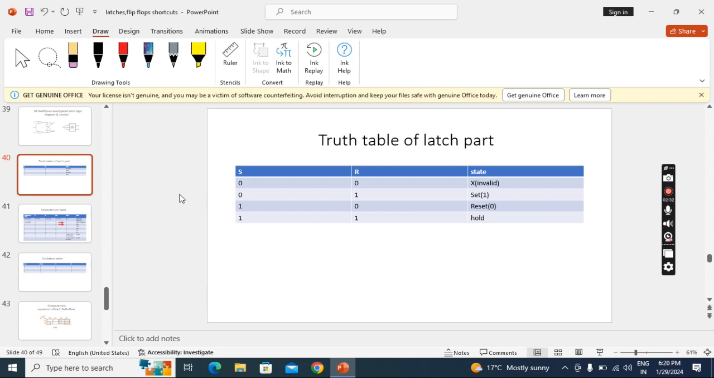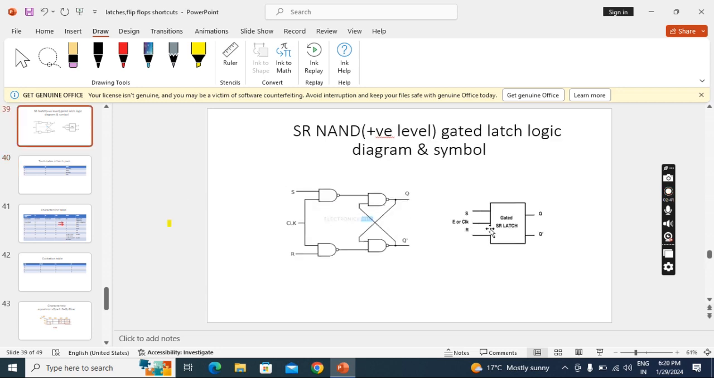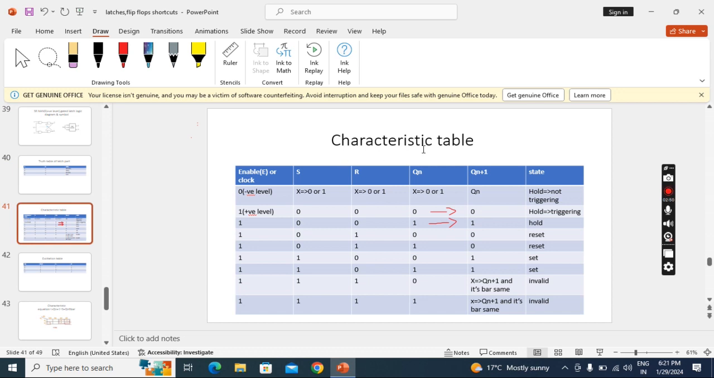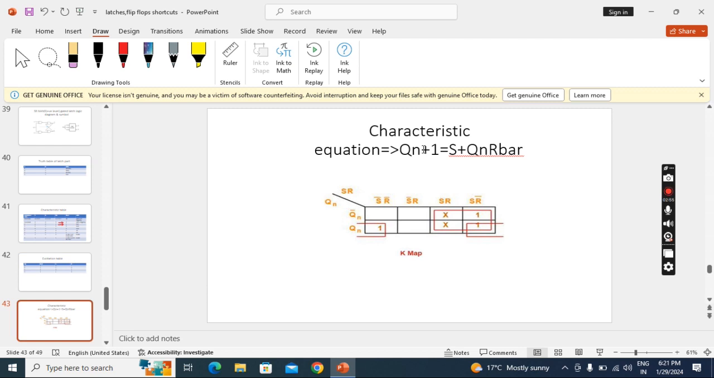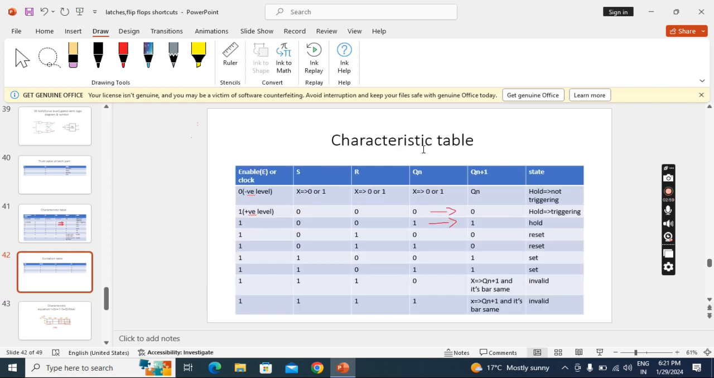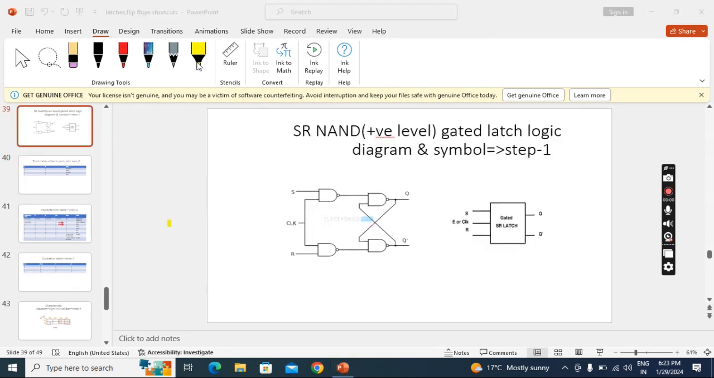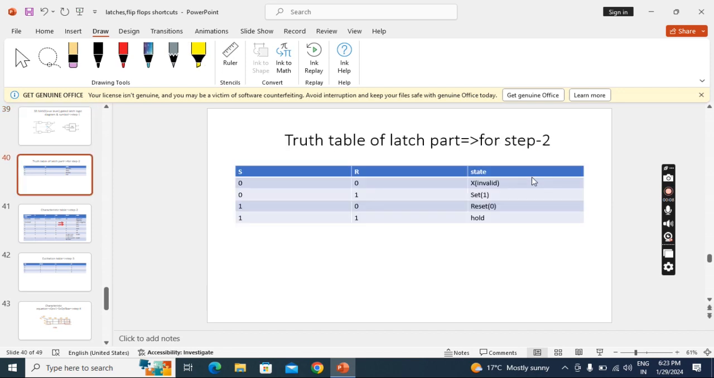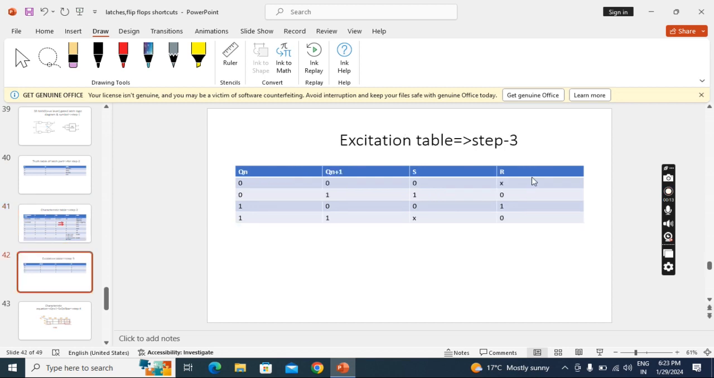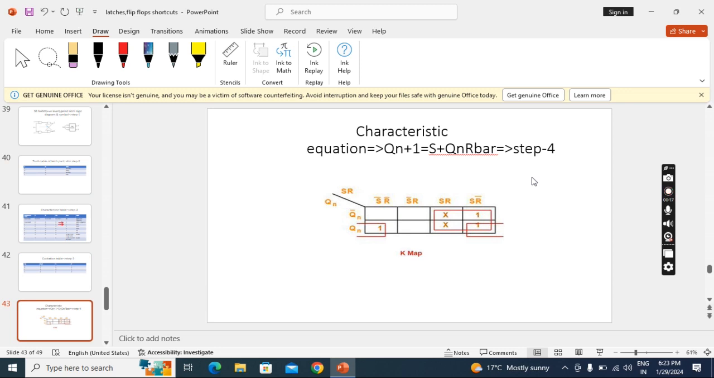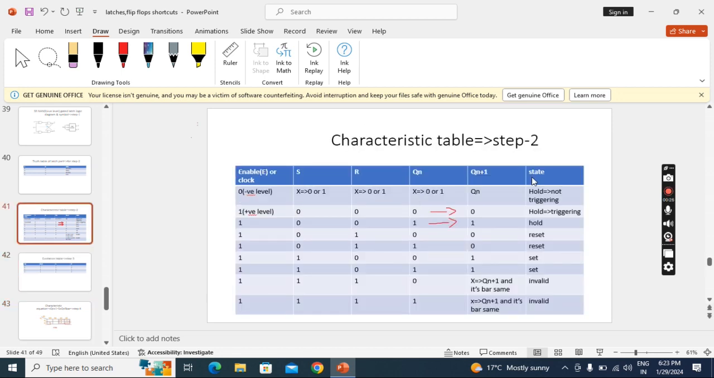In any gated latch or flip-flop, the design process is: after drawing the symbol and logic diagram and the non-gated latch truth table, we have to do the characteristic table, then the excitation table, then the characteristic equation. These are the steps. This is step 1, then step 2, then step 3, step 4. These four steps are common to all gated latches and flip-flops. Now we'll see how to do the characteristic table.